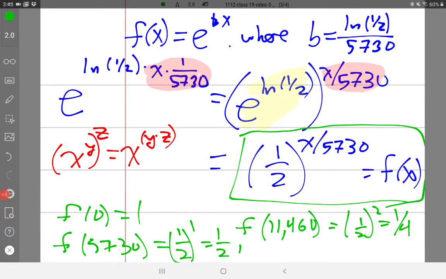So I can actually see that f of some multiple of the half-life is going to be 1/2 raised to whatever that multiple is. And so that means the output will have been cut in half exactly that many times.